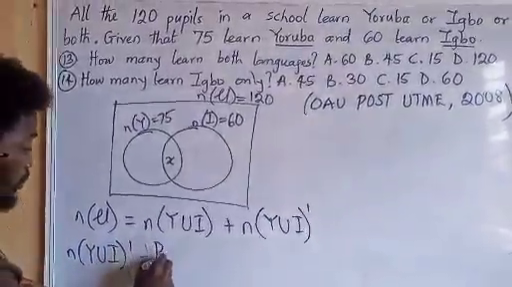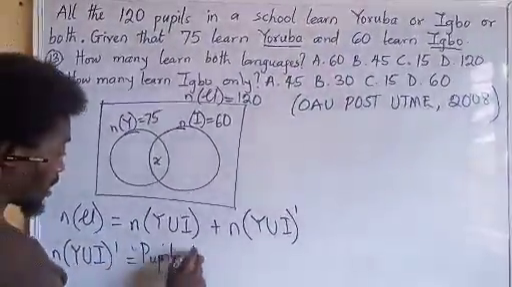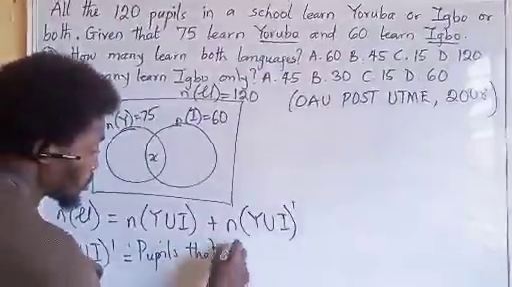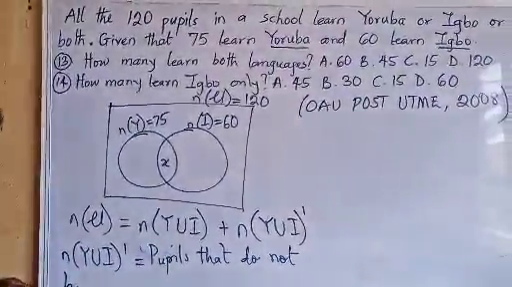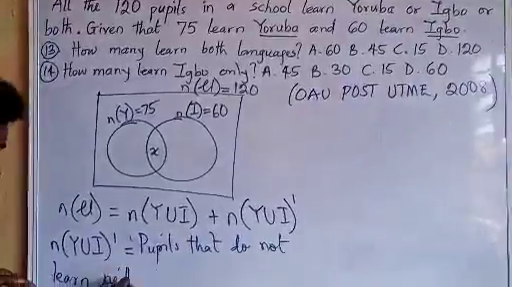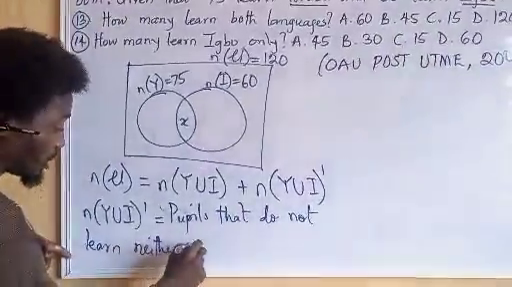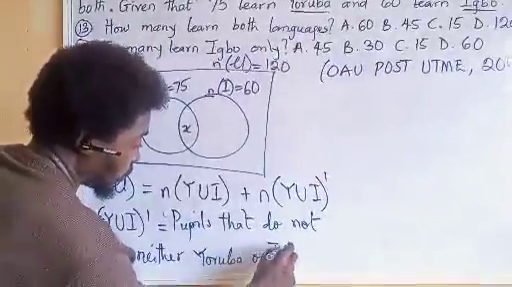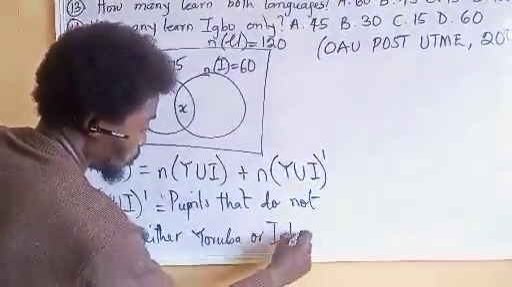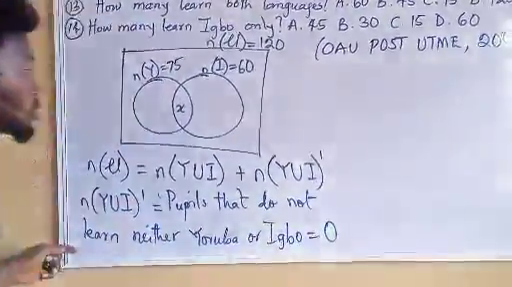pupils that do not learn neither Yoruba nor Igbo. And then we can see that that one is equal to 0 because it is not given. It is equal to 0.